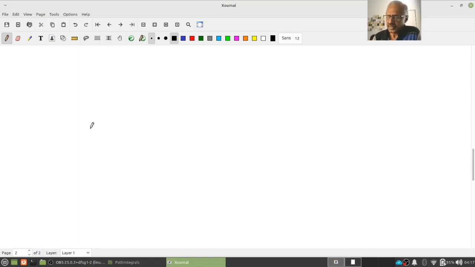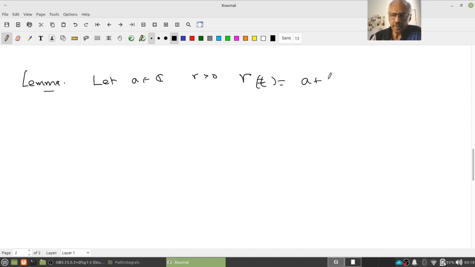Let us record it as a lemma. This will be very much used. Let a belong to C, r positive, gamma t equal to a plus r e power it. That means gamma is a function from 0 to 2 pi to C, 0 less than or equal to t less than or equal to 2 pi. I am writing it the way one usually writes it, right?